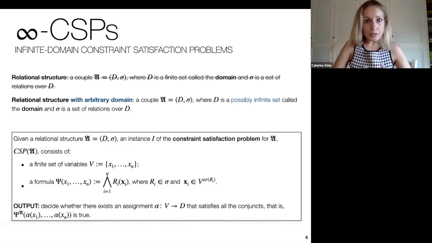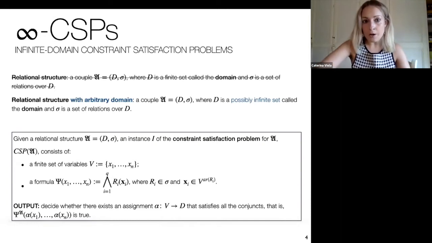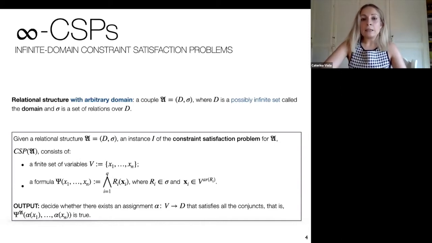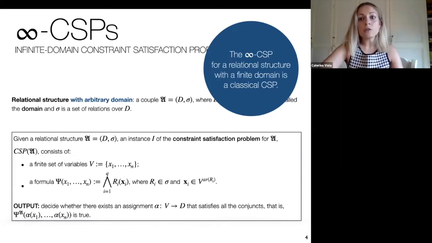So infinite domain constraint satisfaction problems are defined exactly as classical constraint satisfaction problems. The only difference is that the relational structure is allowed to have a domain which is a possibly infinite set, so a domain with arbitrary cardinality. Okay, and we have that the class of infinite CSPs strictly contains the class of classical CSPs.